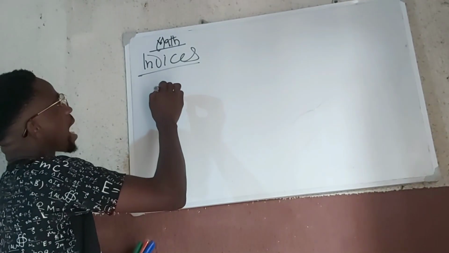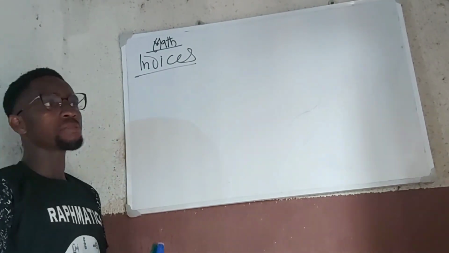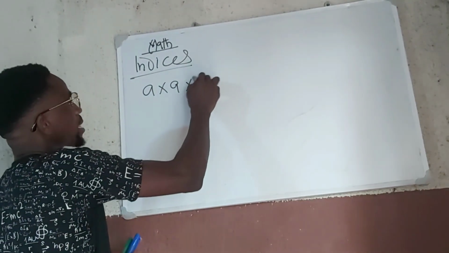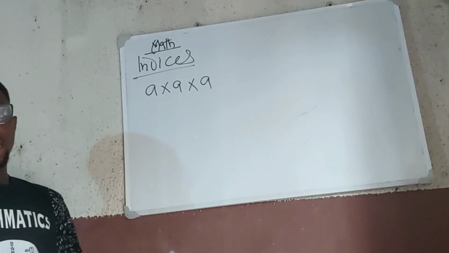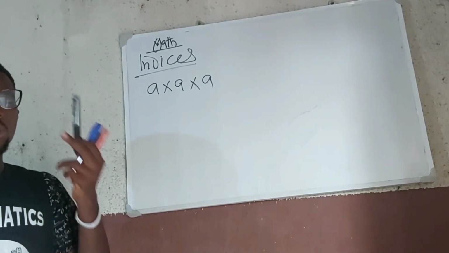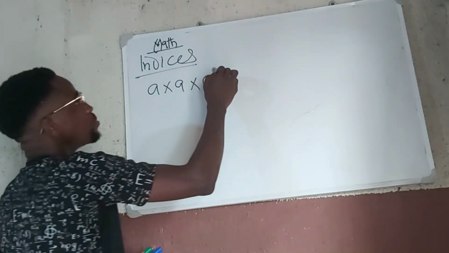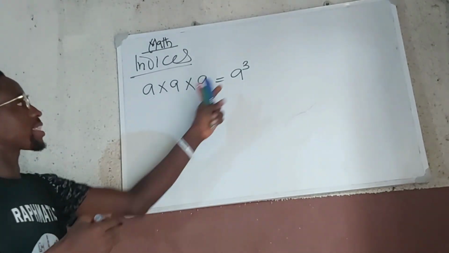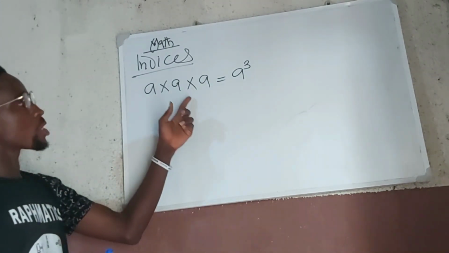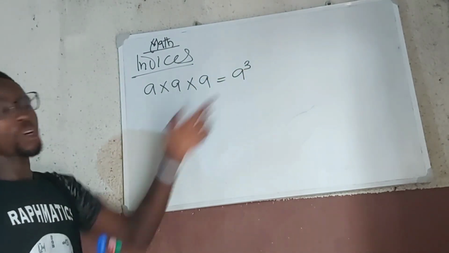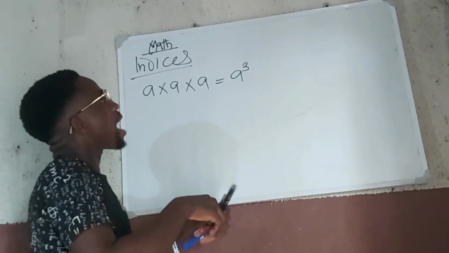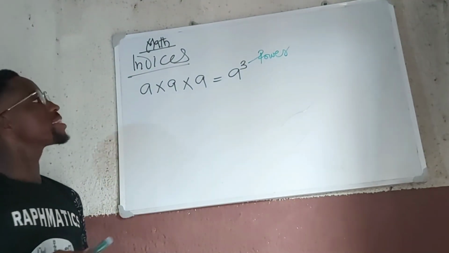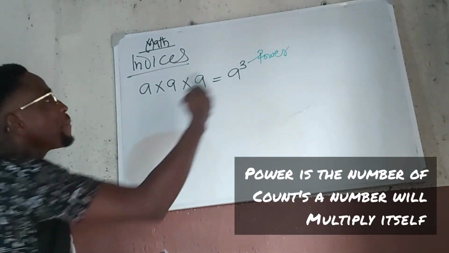Like if I'm supposed to multiply a letter A, which represents a number, by itself up to 3 times, for instance, mathematicians were able to find a way to summarize this multiplication and write it in a simple form, like A to power 3. In this case, A to power 3 shows that I'm using A to multiply itself 3 times. So this 3 here is the power. It is the index, it is the exponent, it is the number of counts.